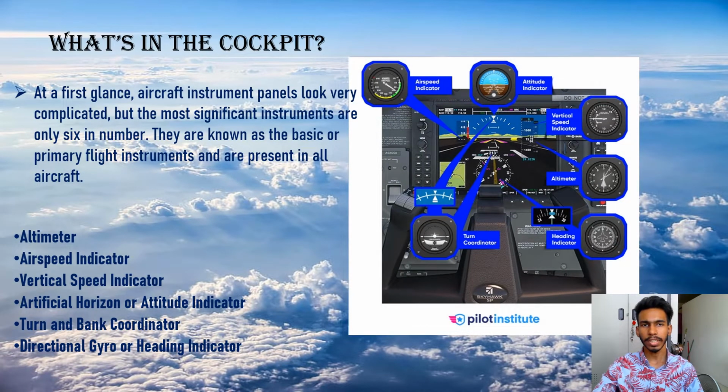Next, what we're going to see is what is in the cockpit. At first glance, aircraft instrument panels look very complicated. Basically, all the systems in an aircraft are very complicated, but the most significant instruments are only six in number. They are known as the basic or primary flight instruments, present in all aircraft, known as the six pack. The six pack in the cockpit is the altimeter, airspeed indicator, vertical speed indicator, artificial horizon, also known as the attitude indicator, turn and bank coordinator, and directional gyro or heading indicator.